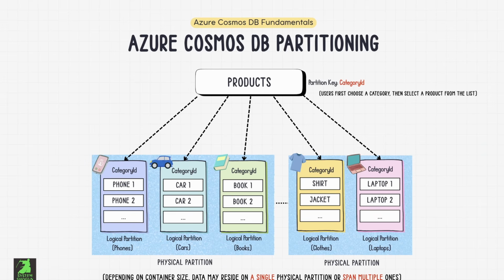Next, we have the products container. Users always start by choosing a category first, for example, phones, and then they see the list of phones. That's why we partition this container by category ID. Each logical partition now holds all products belonging to that category. Depending on data size, these partitions might sit on a single physical partition or multiple. This matches our access pattern perfectly, category-based browsing.